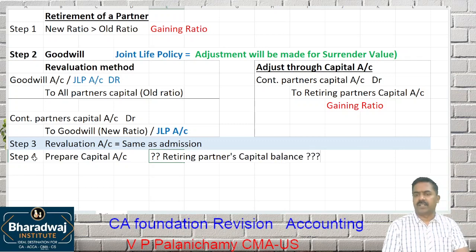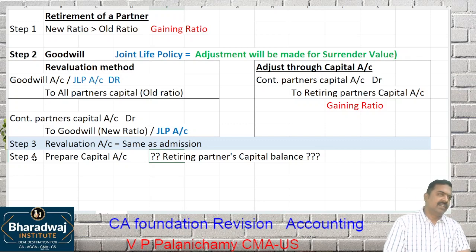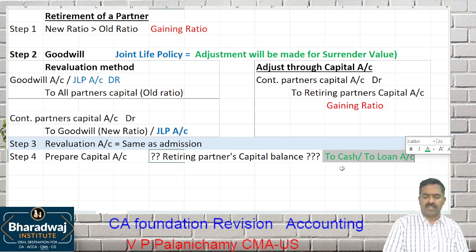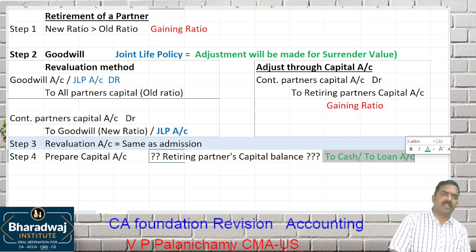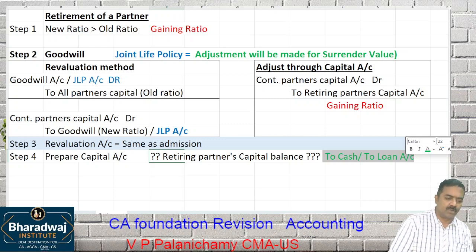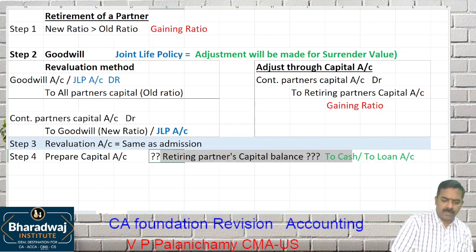What to do with the retiring partner's capital balance? As per the instruction in the question, settle it. Otherwise, you transfer it to which account? Loan account. Either it will be settled or transferred to the loan account, depending upon the instruction given in the question. If no instruction is given, you can transfer it to the loan account. Or sometimes I may tell you 50% is settled and the remaining 50% is transferred to the loan account. So the retiring partner's capital balance is either settled or transferred to which account? Loan account.